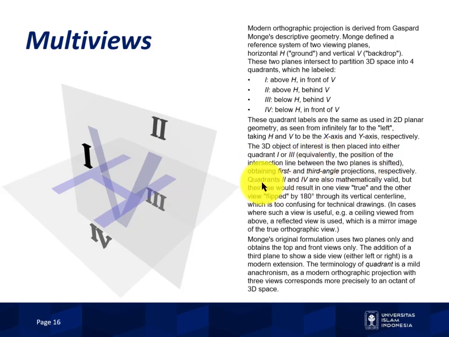The position of the intersection line between the two planes is shifted, obtaining first and third angle projection respectively. Quadrant 2 and 4 are also mathematically valid, but their use would result in one view true and the other view flipped by 180 degrees through its vertical center line, which is too confusing for technical drawings.